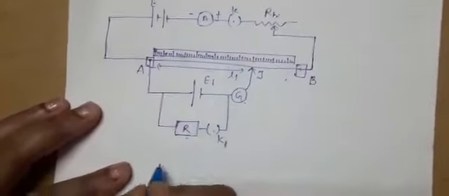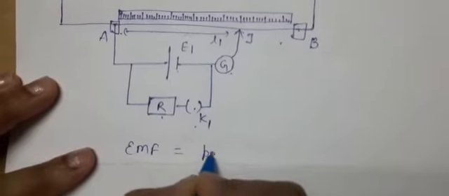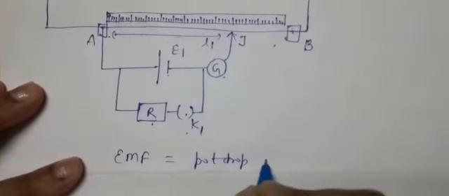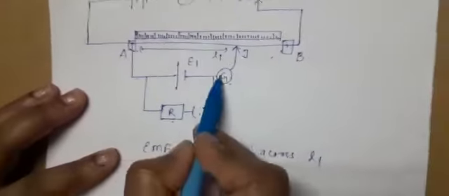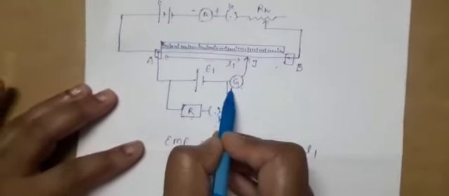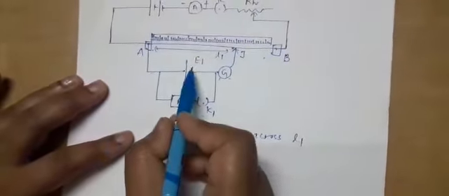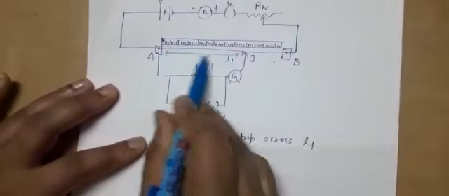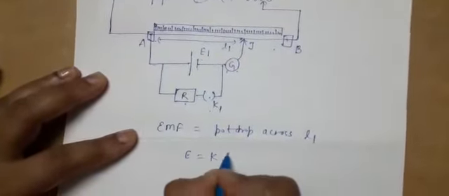In that particular case, the EMF of the cell will be equal to the potential drop across length L1. That means if there is no deflection in the galvanometer, no current is flowing. It means this point as well as this point will be at the same potential. So E1 will be equal to the potential drop across length L1. So E will be equal to KL1.